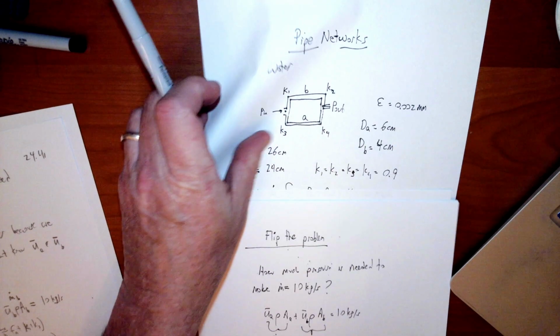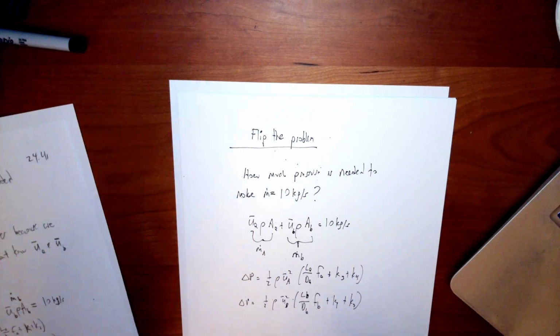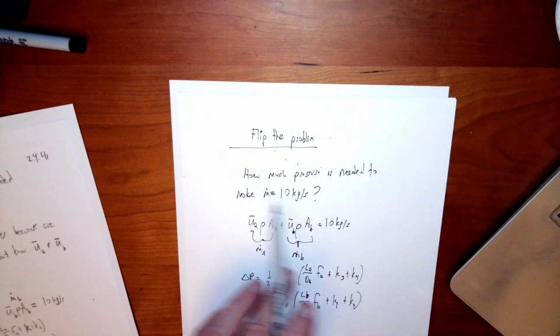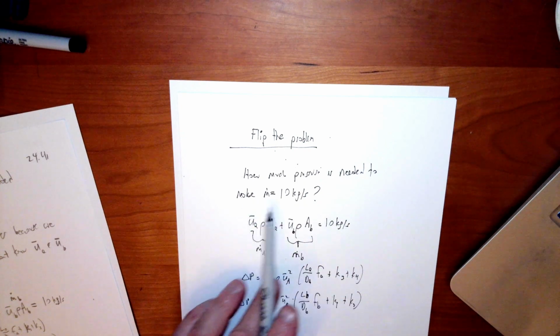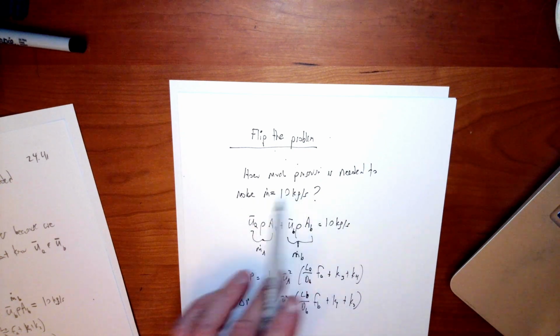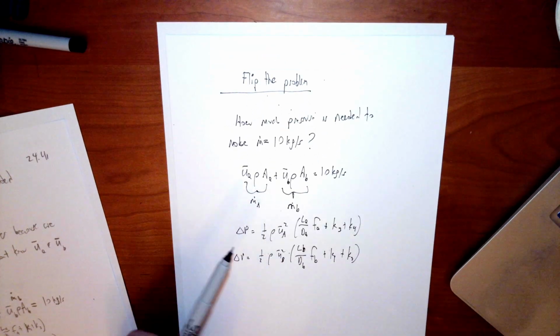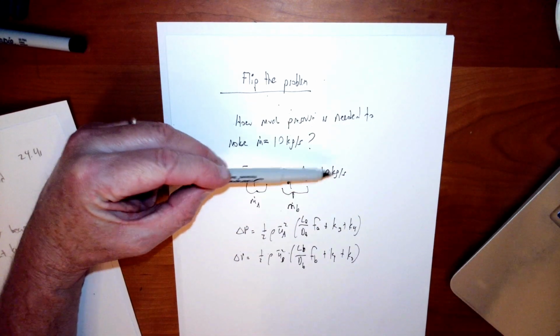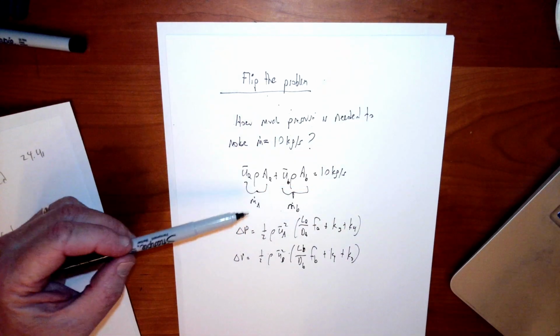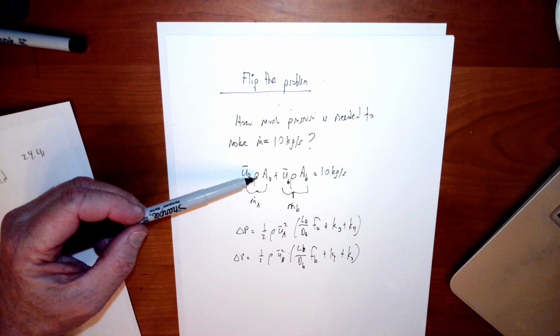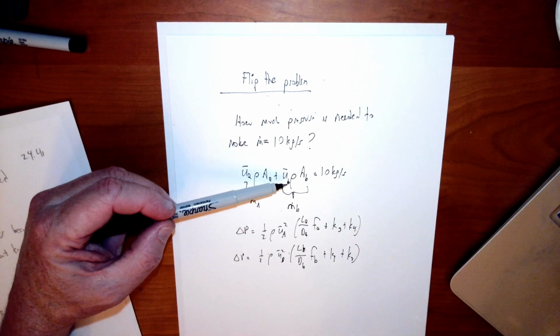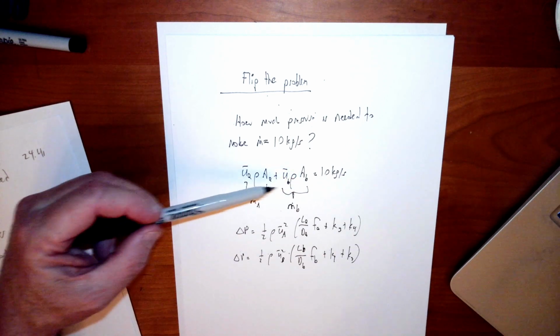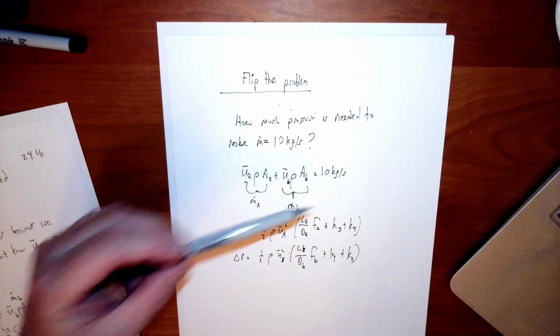Here's the setup. Here are the equations that we have. The question is, how much pressure do we need to make an m dot mass flow rate of 10 kilograms per second? We have that the mass flow rates have to add up to 10 kilograms per second. So that's with both pipes. So the A velocity times rho times the A area, the B velocity times rho times the B area, those have to add to 10 kilograms per second.